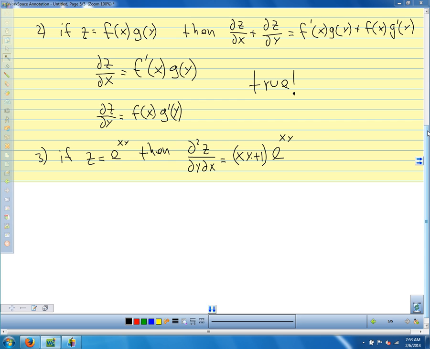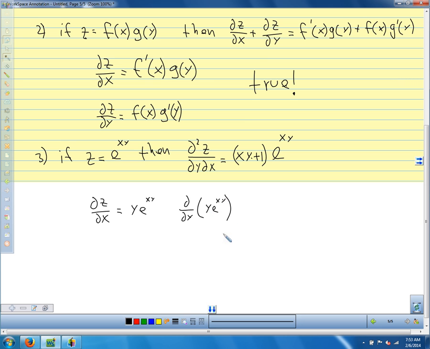Anybody got it? What do you think, Robert? Robert says true. So when you calculated, we need to calculate the partial with respect to x first, right? So dz/dx, the partial with respect to x. What did you get for that, Robert? y e to the xy. And then we're going to take the partial with respect to y of that, so d/dy of y e to the xy.